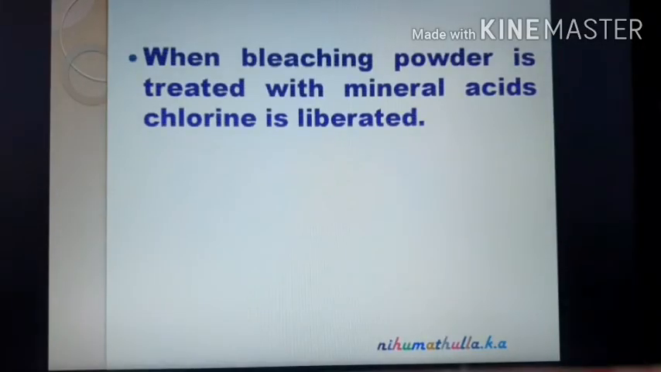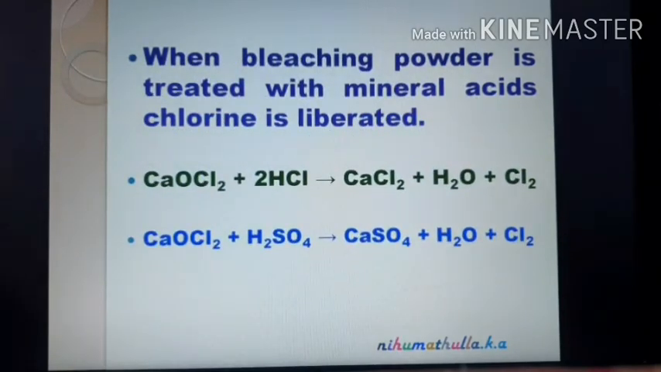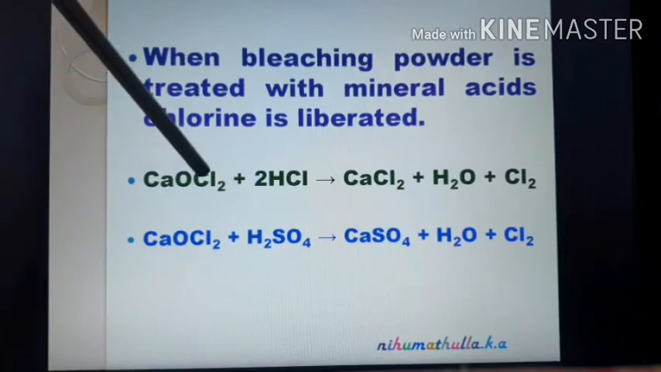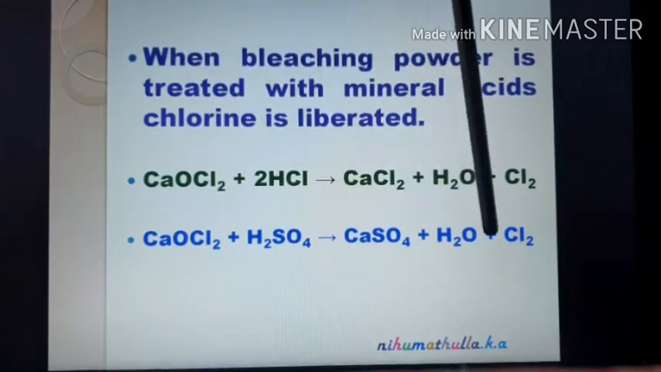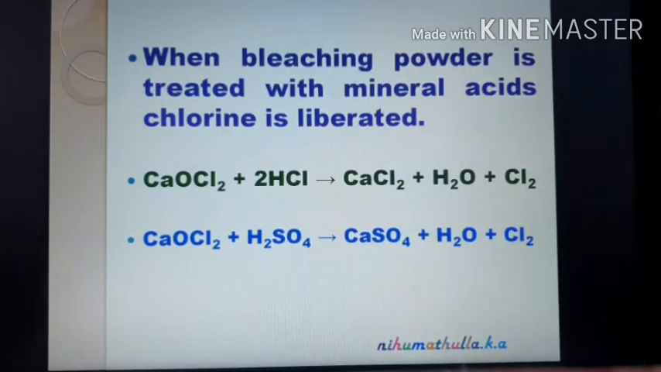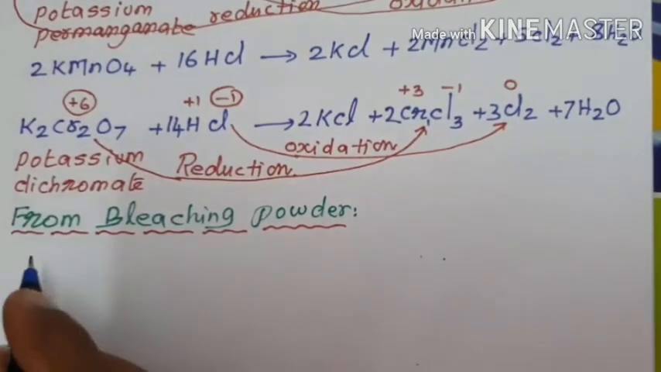When bleaching powder, calcium oxychloride, is treated with mineral acids, chlorine is liberated. Mineral acid means hydrochloric acid or sulphuric acid. When bleaching powder, calcium oxychloride, is treated with mineral acid, it gives chlorine. In these reactions also, chlorine and H2O are common products. Now you are going to see how this reaction takes place. Preparation of chlorine from bleaching powder.